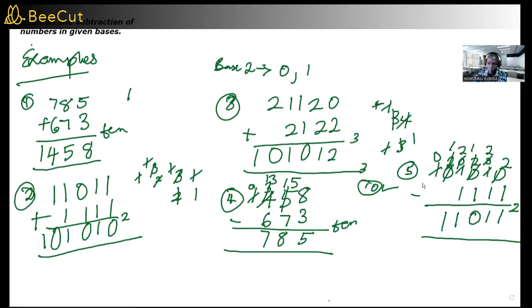Answer. Then I go back to the number 2 to solve this. I have 10, 10, 10 minus 1, 1, 1, 1. 0 minus 1 is not possible. I borrow 1, this becomes 0. And the 1 I borrow, the value is what? 2. So 2 plus 0 gives me 2. What is 2 minus 1 here? 1. Is that clear?